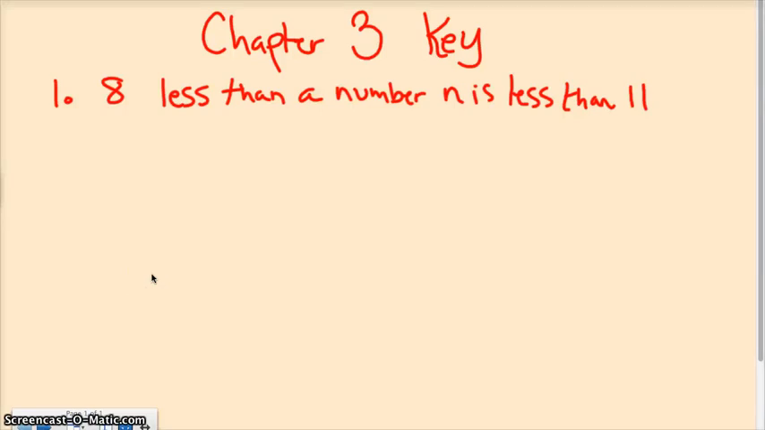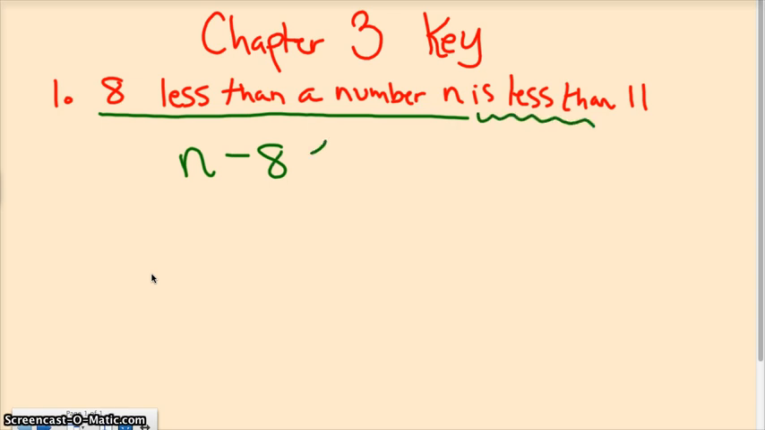All right, I'm going to do the Chapter 3 pretest. Going to work through the key for you. First question says 8 less than a number n is less than 11. Let me repeat. 8 less than a number n. That means I have to have my number n, take 8 away, and I have is less than, looks like that, 11. And then I find the match. And it looks like its match is letter B.